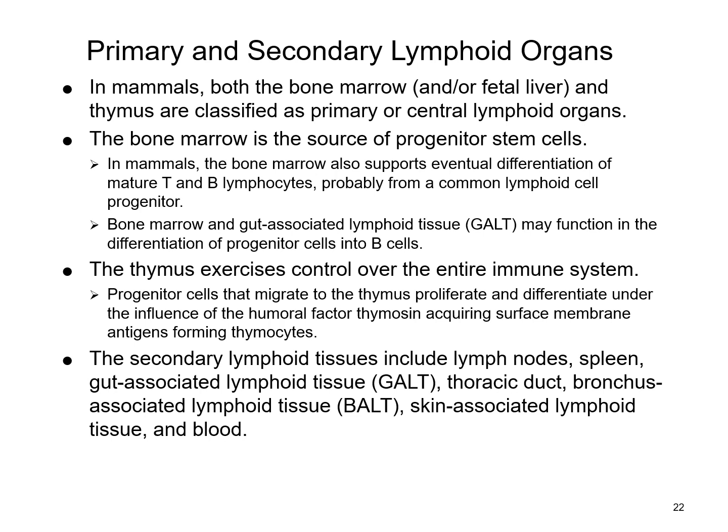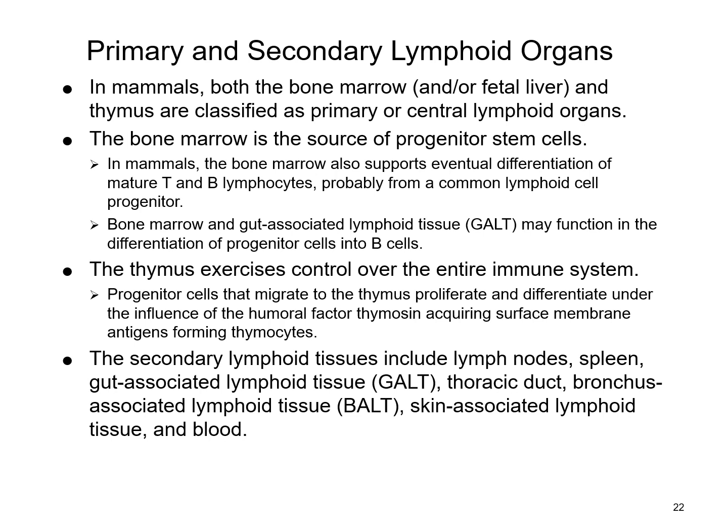The bone marrow and the gut-associated lymphoid tissue may function in the differentiation of the progenitor cells into the B cells. So I'm not expecting you to know a lot of detail of how that actually happens. Just know that your bone marrow and, in your fetus, your fetal liver tissue and the thymus are going to be your primary lymphoid organs. The thymus exercises control over the entire immune system. So the progenitor cells that migrate to the thymus will proliferate and differentiate under the influence of the humoral factor thymosin, acquiring surface marker membrane antigens, forming the thymocytes.